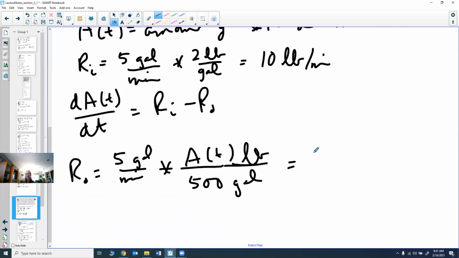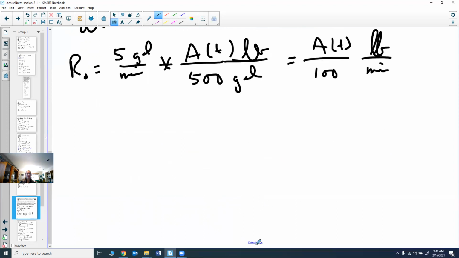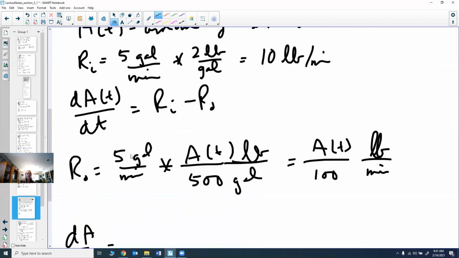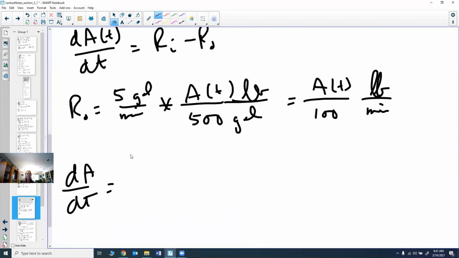So we notice we have A of t over 100 pounds per minute. Okay, so we now have a rate in and a rate out. So my dA/dt is my rate in, which was 10 pounds per minute. And then we're going to subtract off my rate out, which we now know is A of t over 100.